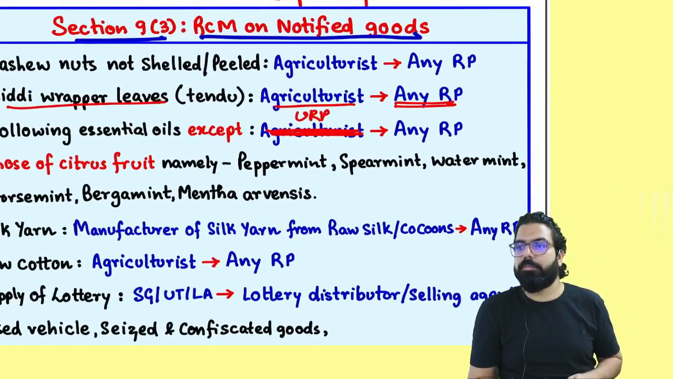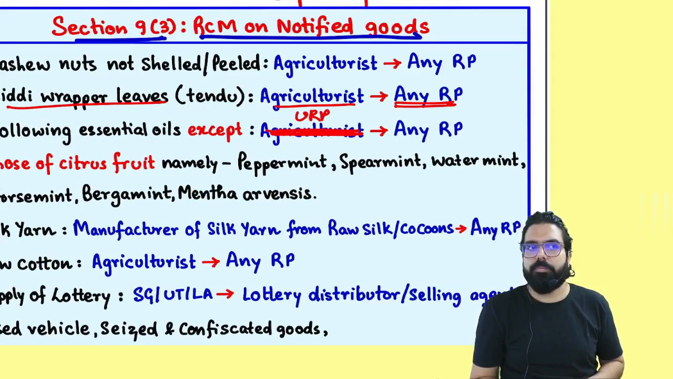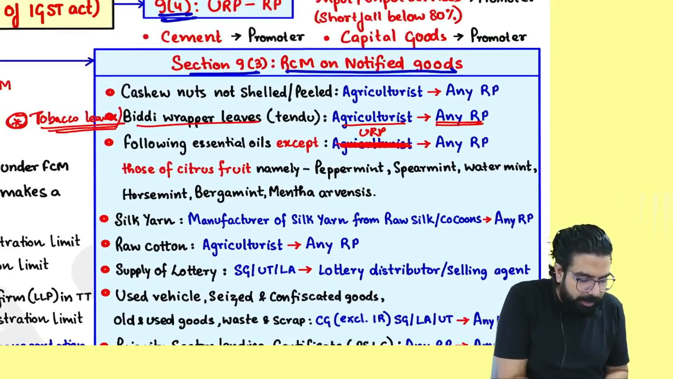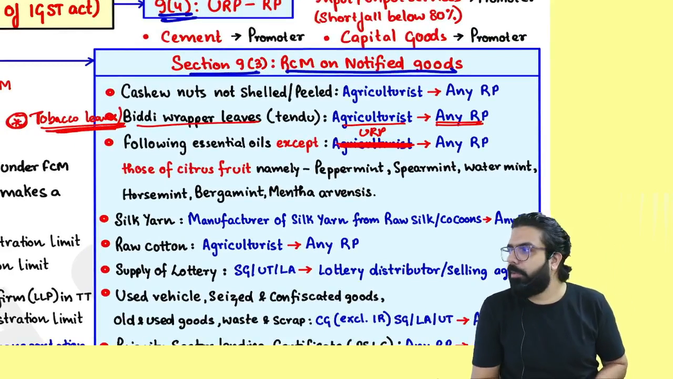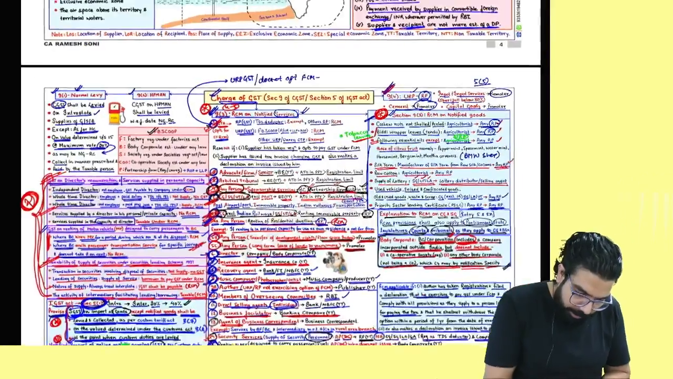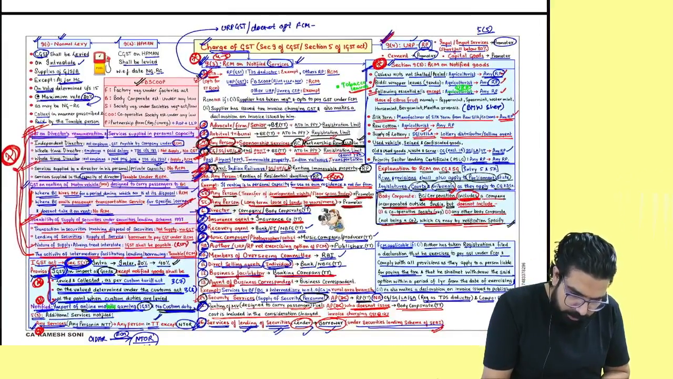Clear? One point I missed over here: tobacco leaf, and second, this will be unregistered person. Clear? Next. Sir, anything else is there which you want to tell?